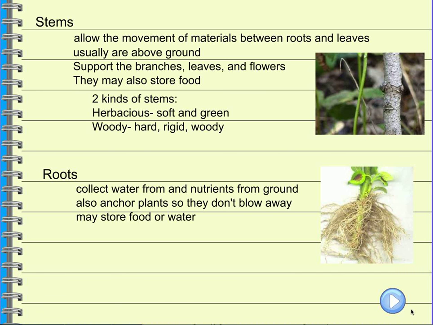Now, the third part that we need to look at is the root system. The root system within seed-bearing vascular plants is used to collect water from the ground and nutrients as well. Now, they also help to anchor the plant so they don't blow away. And sometimes the root systems are also used to store food or water.